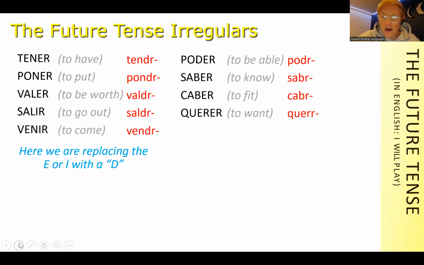We've got an R appearing, haven't we there? Here, the E or the I is completely vanishing out, isn't it? The E or the I is vanishing completely, and this dr sound is coming at the end.